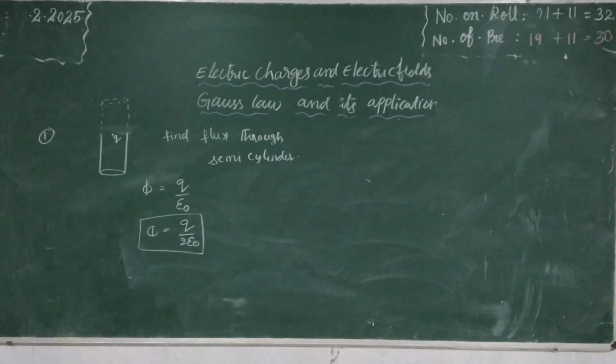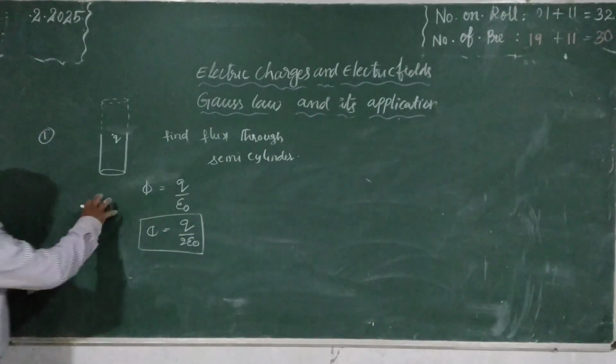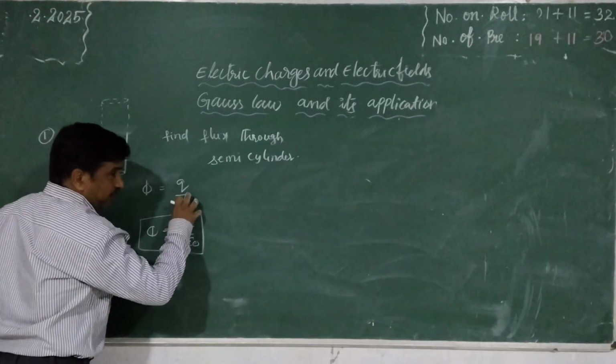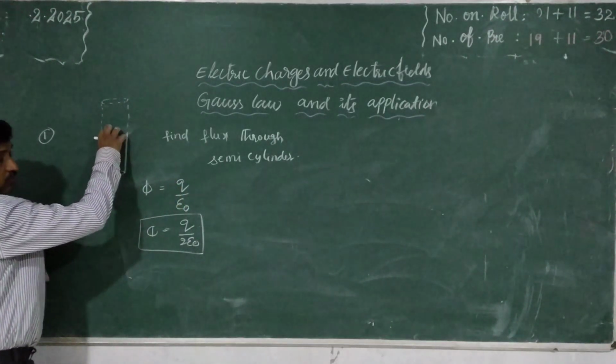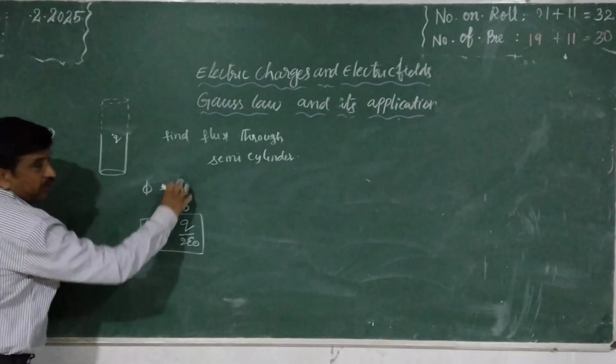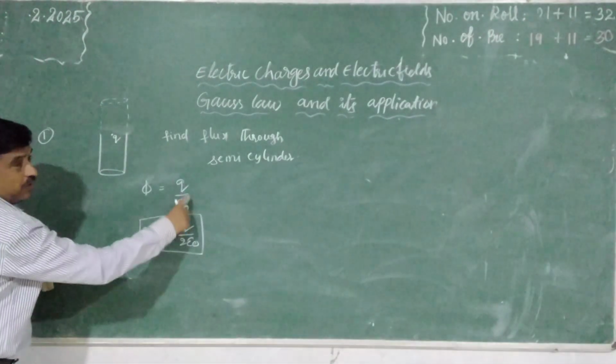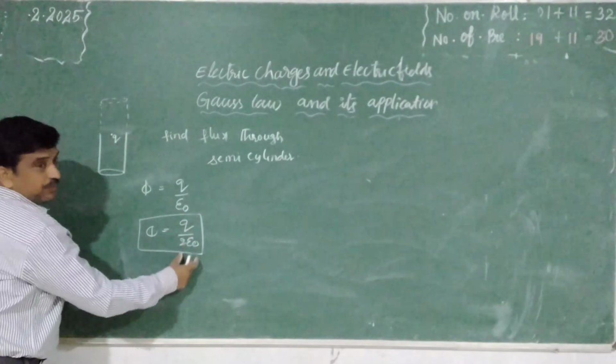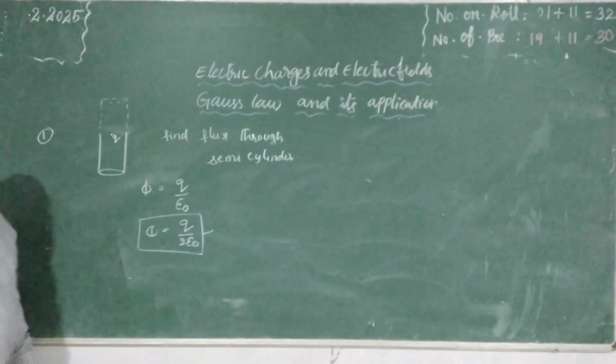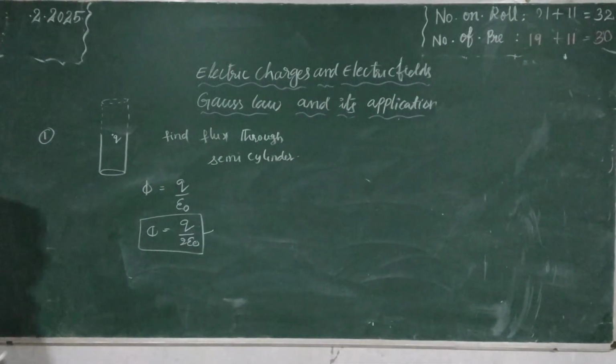Flux through a closed surface is q inside by epsilon naught. What is the q here? Inside charge is q, so q by epsilon naught. For the semi-cylinder we can take half, 1 by 2 into q by epsilon naught, so q by 2 epsilon naught. The flux through the semi-cylinder is q by 2 epsilon naught.